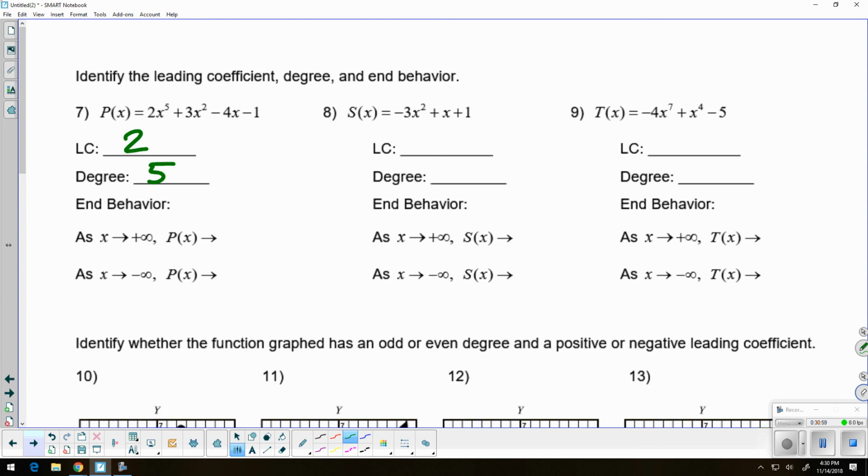Well, the fact that it's odd, I know it's going to be opposite. So one's going to be positive, one's going to be negative. I know they're both going to be infinity. But now which one's what?